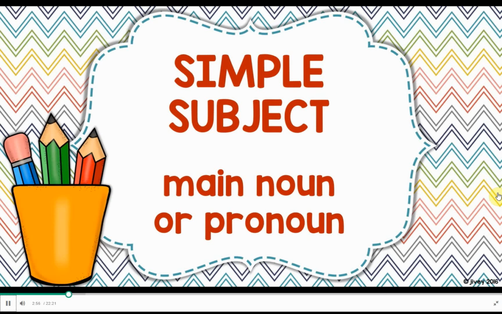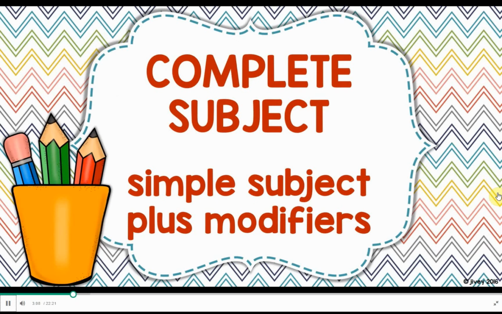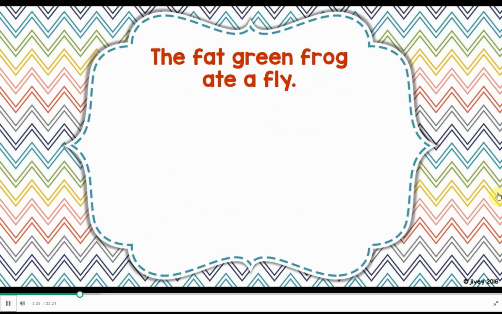You can look at the subject in 2 different ways. One way is looking at it as a simple subject. This is going to be just the main noun or pronoun without any of the other words that go with it. The complete subject is the simple subject plus all of the words that modify the subject. These types of words are usually adjectives, articles, sometimes prepositions too. Let's look at some sentences together and identify the complete subjects and simple subjects.